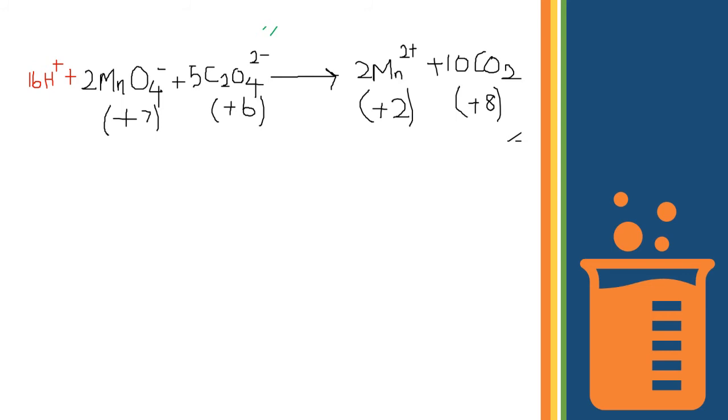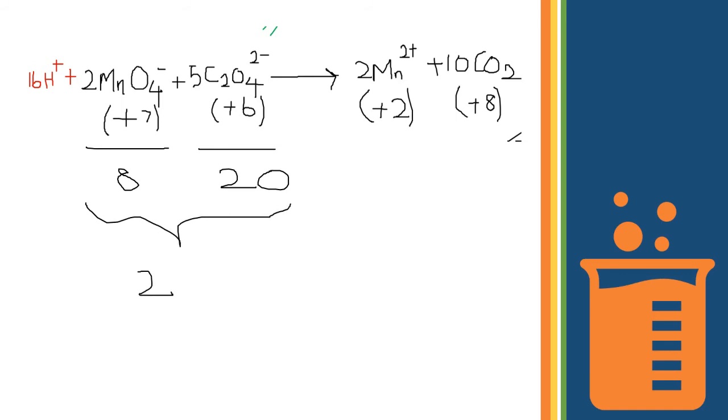Here, the amount of oxygen is calculated on both sides, and then to equalize the amount of oxygen, water is added. So let us calculate how many water is in the reactant side. So we have 8 here, and then we have 20 here, which gives us 28 oxygen. And then on this side we have only 20 oxygen.